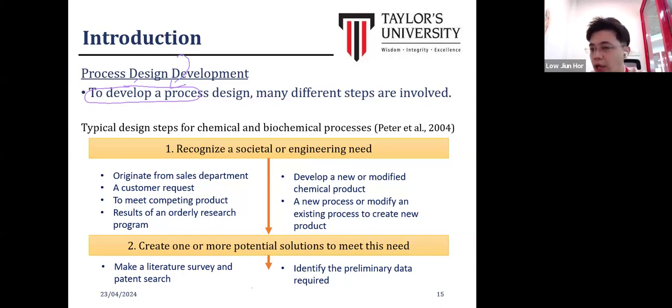And similar to what I told you just now, process plant design, the chemical plant design, is actually open-ended, meaning that we don't have any correct or wrong answer.